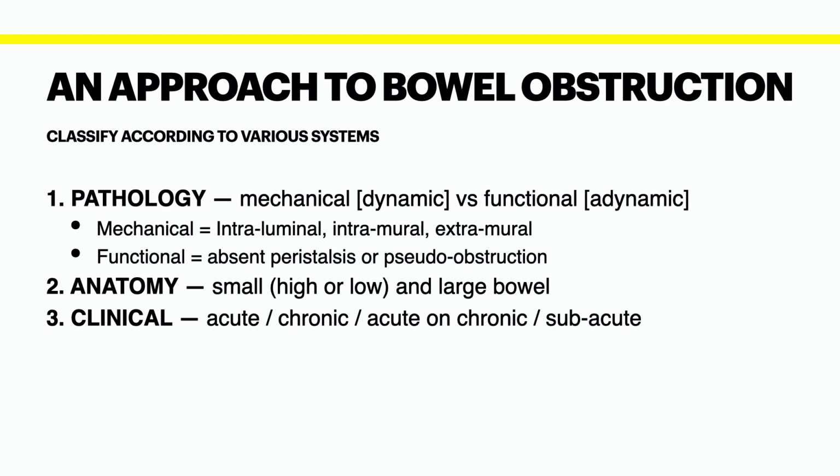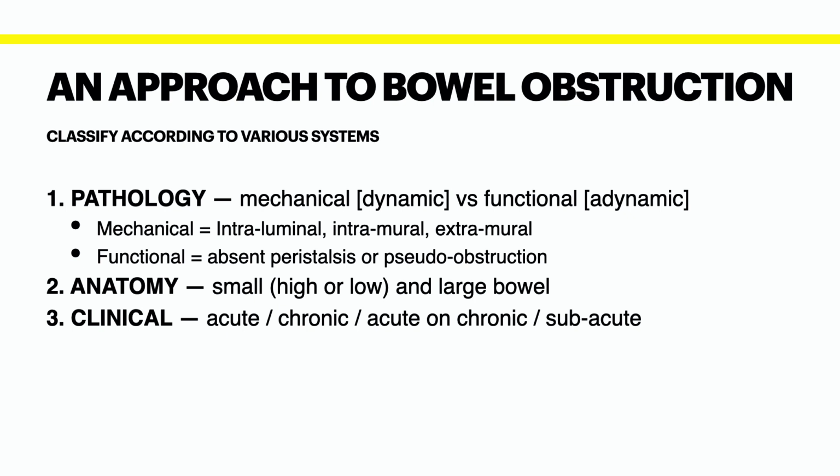Under pathology, the obstruction may be due to mechanical or functional causes, where mechanical causes are a bowel that is moving against an obstruction, and a functional cause would be with a bowel that is adynamic or not moving at all. Mechanical obstructions can be further subdivided into intraluminal, intramural, and extramural causes, and functional obstructions can be divided into those with absent peristalsis or pseudo-obstruction.